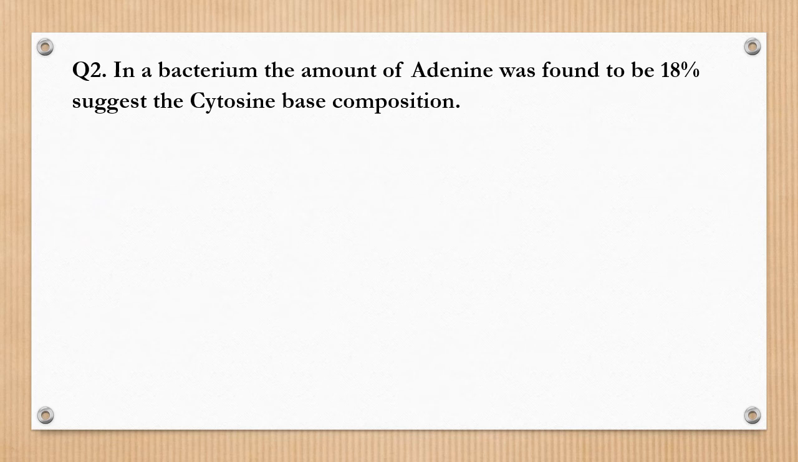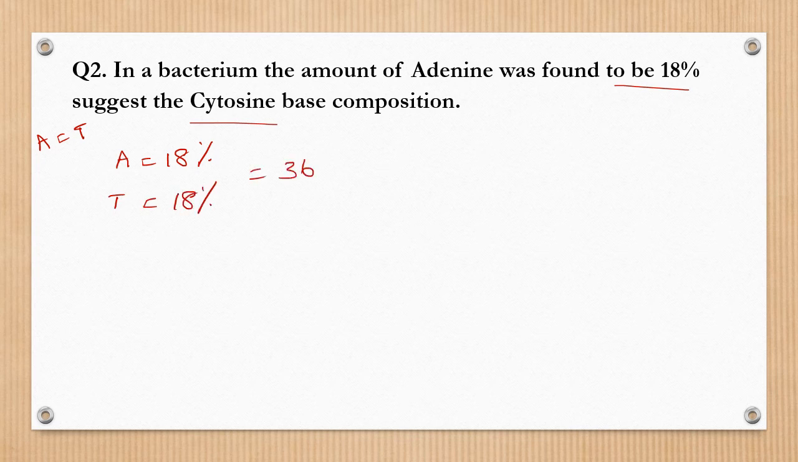Try to practice the second question on your own. The question is, in a bacteria, the amount of adenine was found to be 18%, find the cytosine base composition. Very simple. Adenine is 18%. Already we know A is equal to T. Adenine is 18, then T is equal to 18%. So A plus T is equal to 36%.